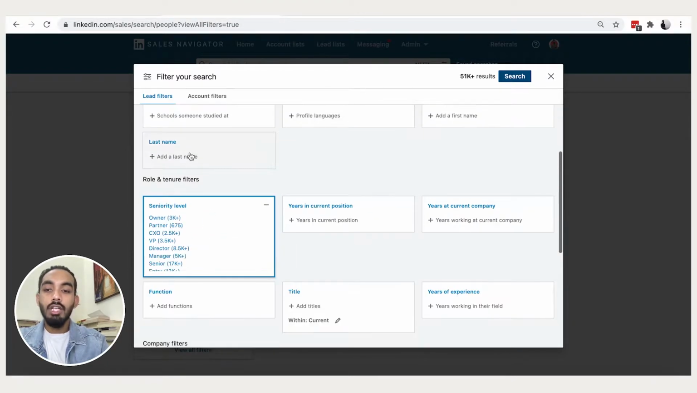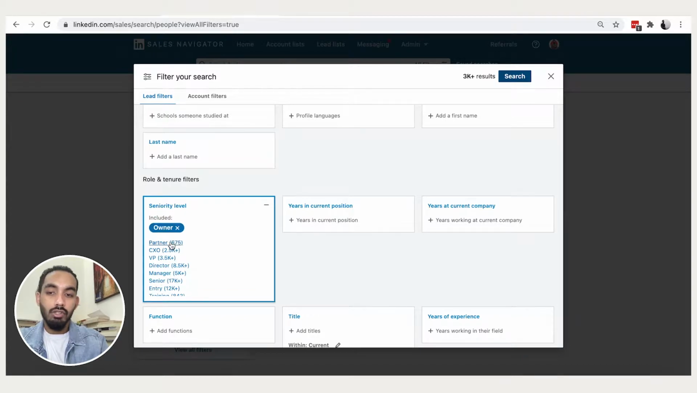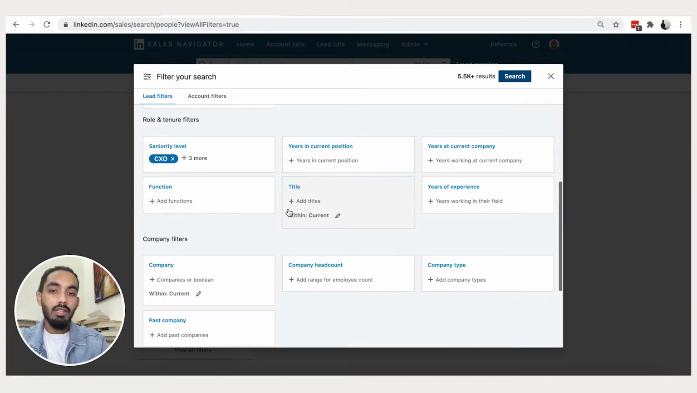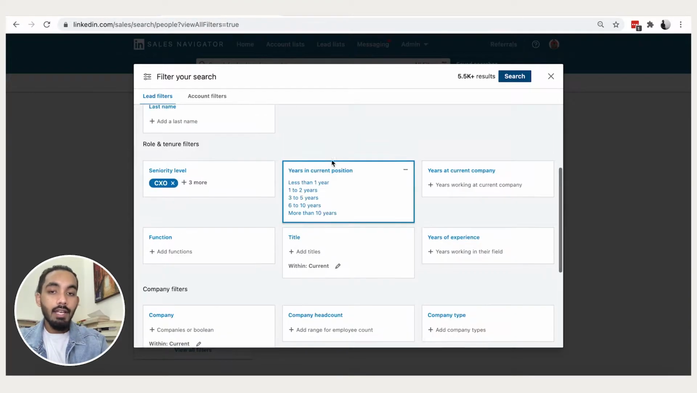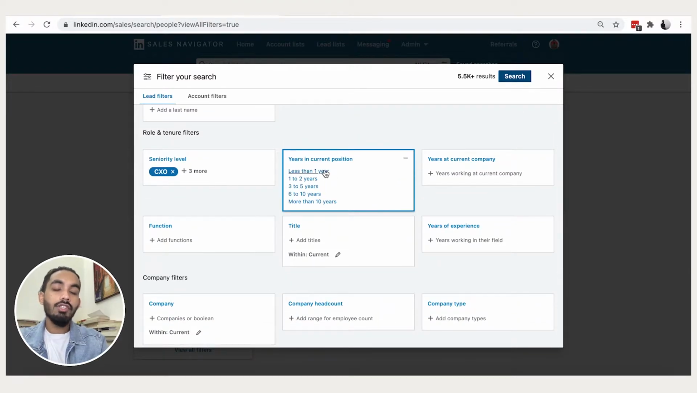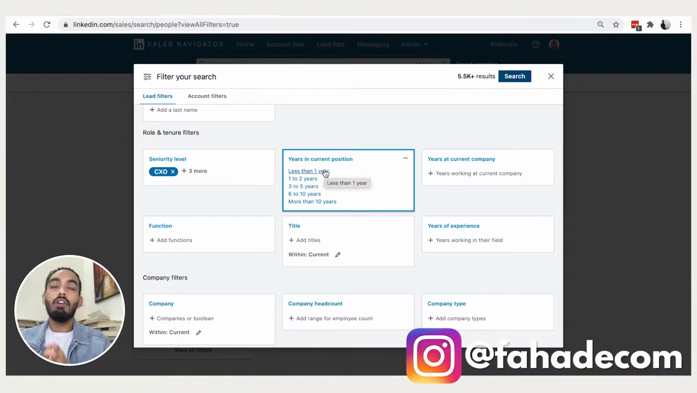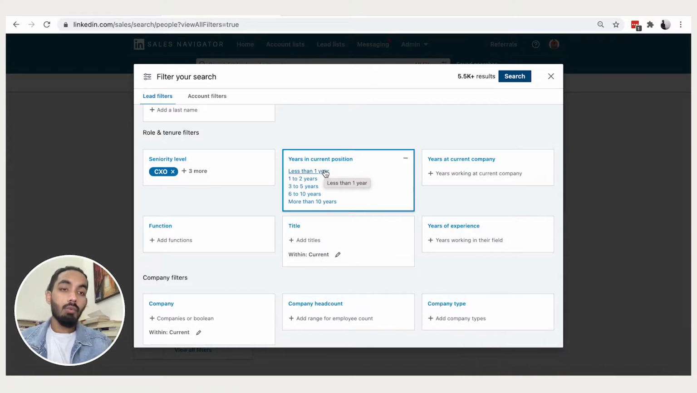Over here, I really want to reach out to the decision makers: owners, partners, CXOs, okay, or chief officers. I really want to be staying with them for now. And then I'm going to go for years in current position. So here's the thing, this is the key takeaway for you guys. You really have to know what type of person you're reaching out to, okay? How big of a one do you want?